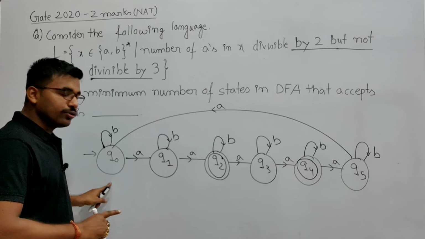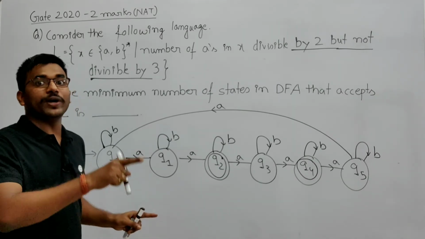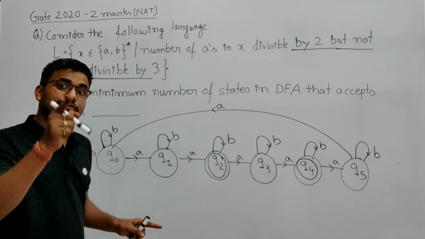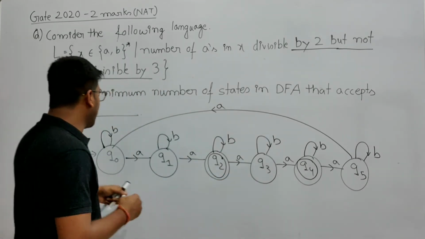Why? Because if we make q0 a final state, it means the number is divisible by both 2 and 3. That's why it is divisible by 6. If any number is divisible by 6, it means it is divisible by both 2 and 3.